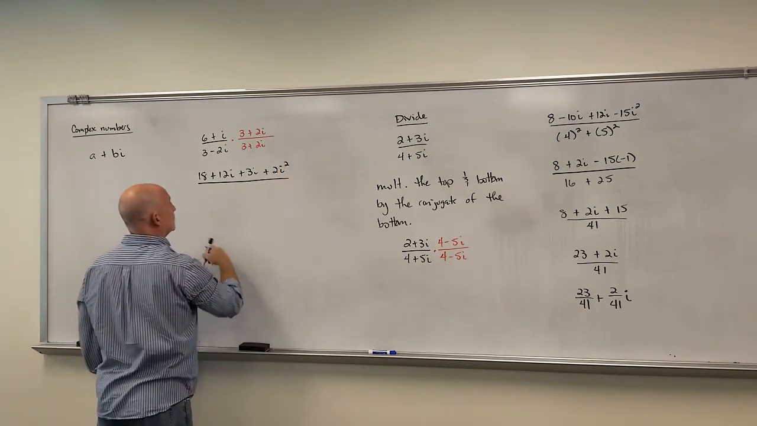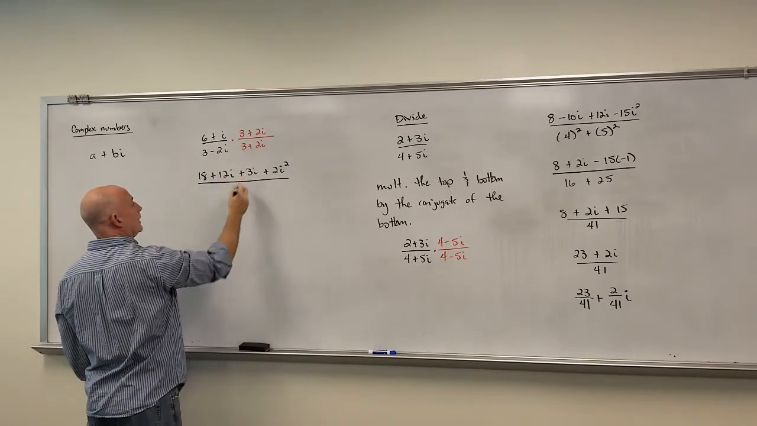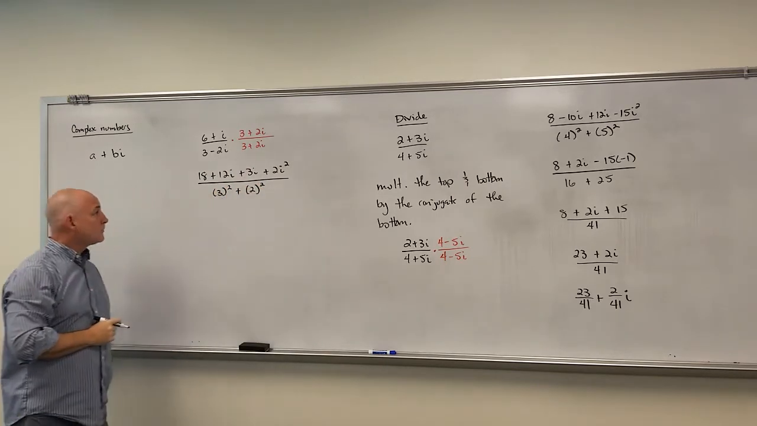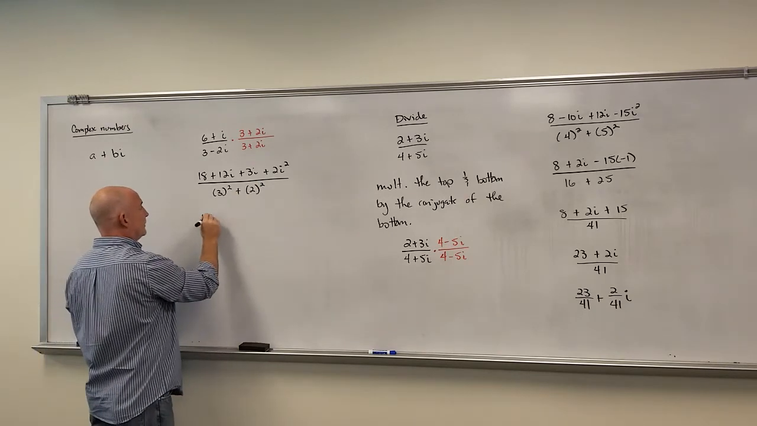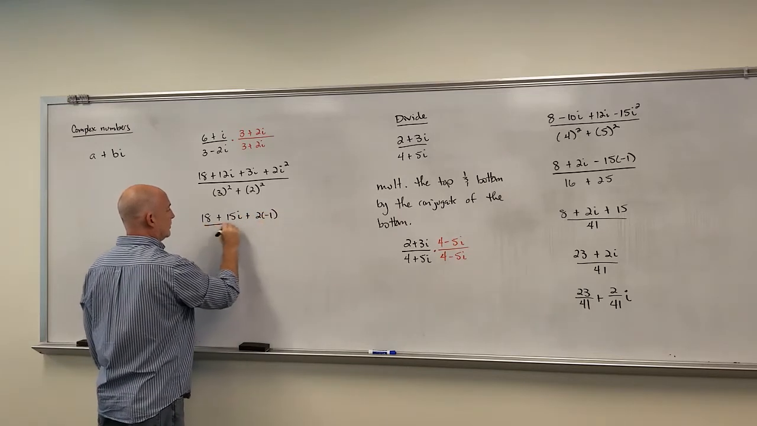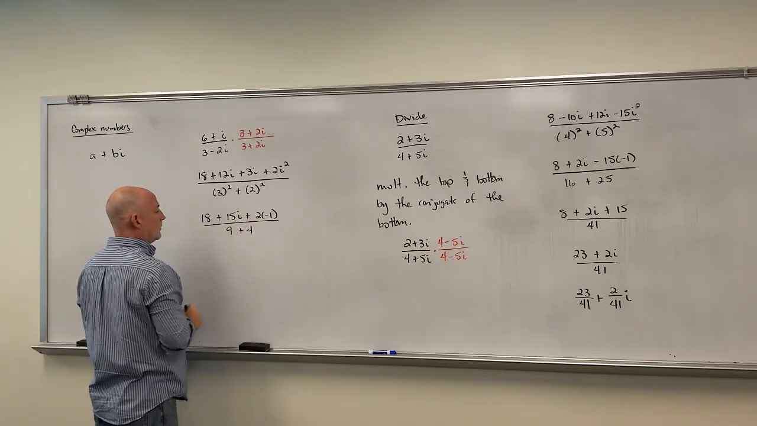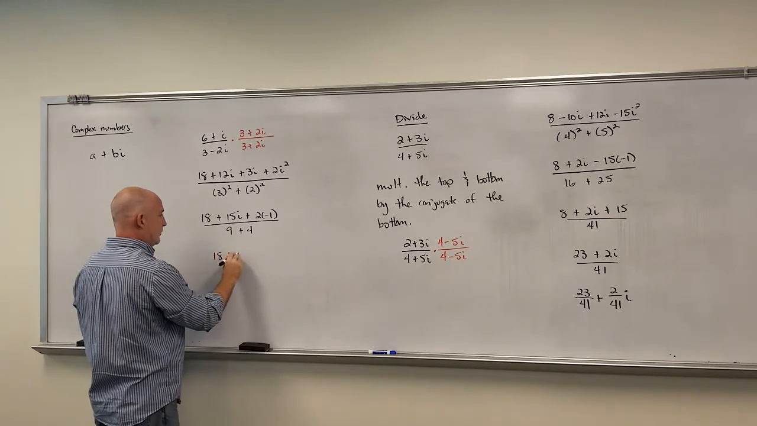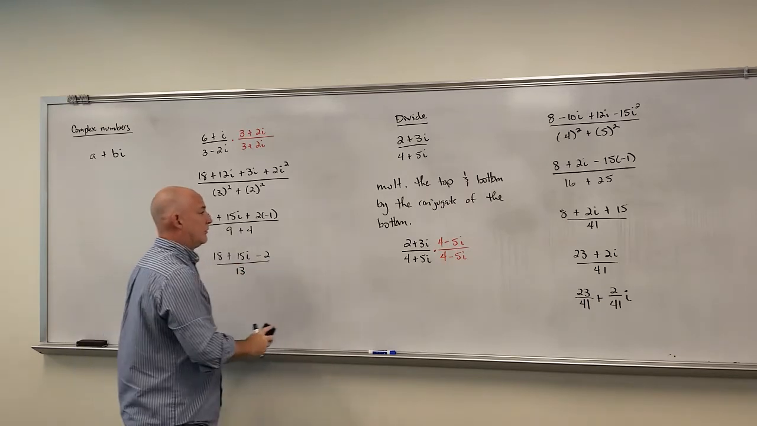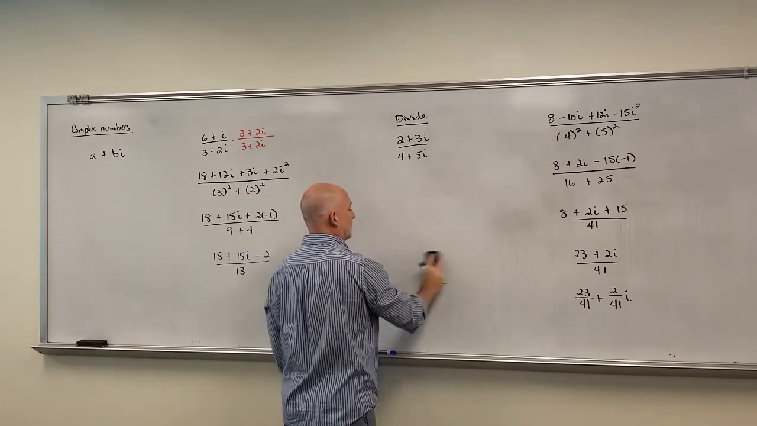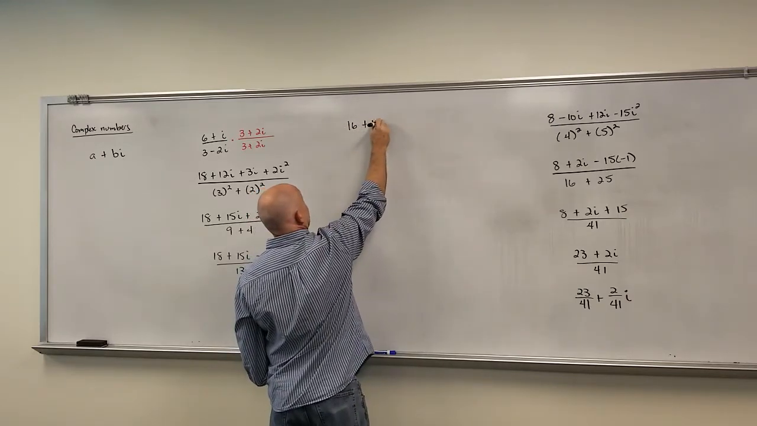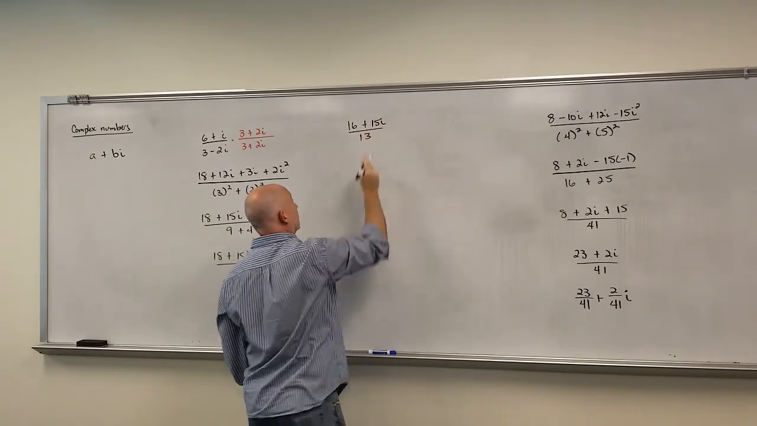On the bottom, I'm going to use my shortcut. Now you can go ahead and distribute that out if you'd like, but I know it's going to be the real number squared plus the number in front of i squared. Simplifying on the top, that's 15 i's plus 2 times negative 1, all over 9 plus 4. So this is 18 plus 15i minus 2 all over 13. I'll bring it up over here for a little bit more room. Let's see, so it's going to be 16 plus 15i all over 13.